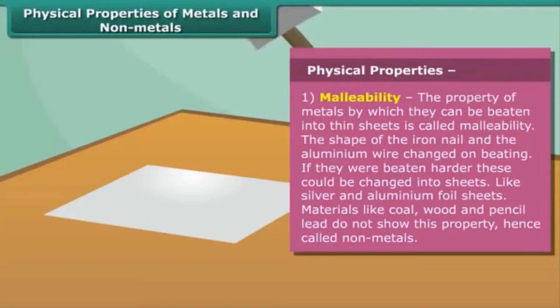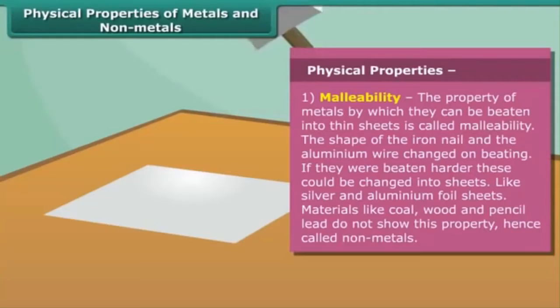The shape of the iron nail and the aluminium wire changes on beating. If they were beaten harder, they could be changed into sheets, like silver and aluminium foil sheets. Materials like coal, wood, and pencil lead do not show this property. Hence, they are called non-metals.